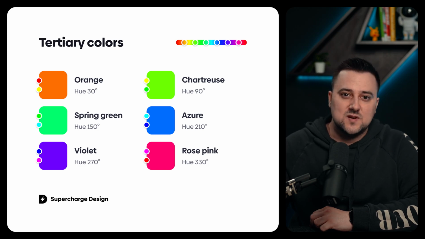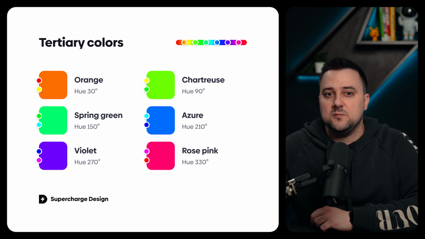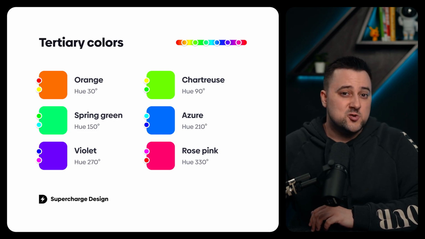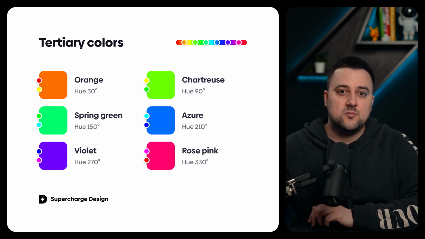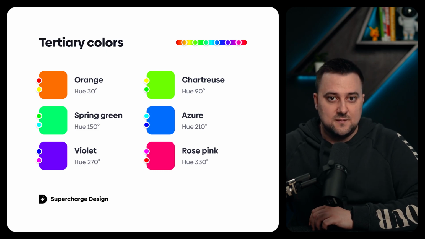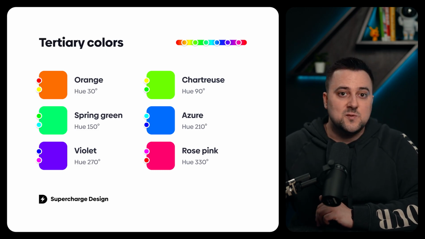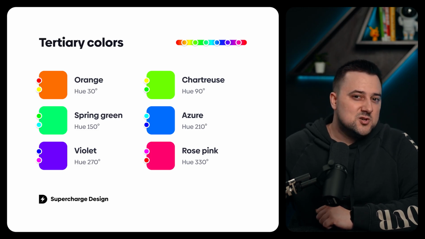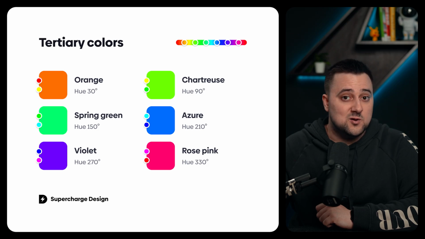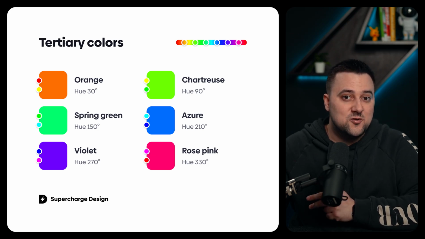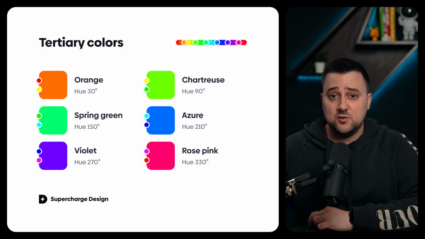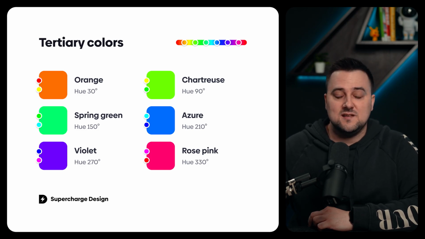At 210 degrees, we have azure, a color mix from the primary blue and the secondary green. At 270 degrees we reach violet purple, a color mixed from primary blue and secondary magenta. And finally at 330 degrees we reach a rose pink color, the result of mixing a secondary magenta with a primary red. This means that the 6 tertiary colors for UI design are as follows: orange, chartreuse, spring green, azure, violet, and rose pink.